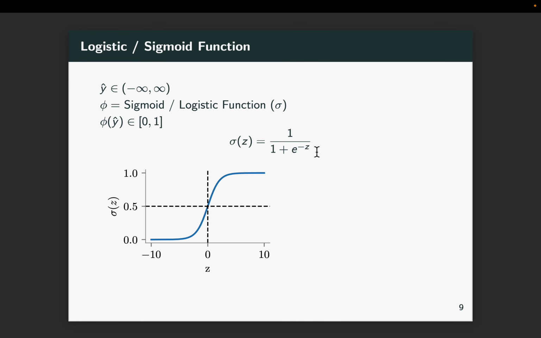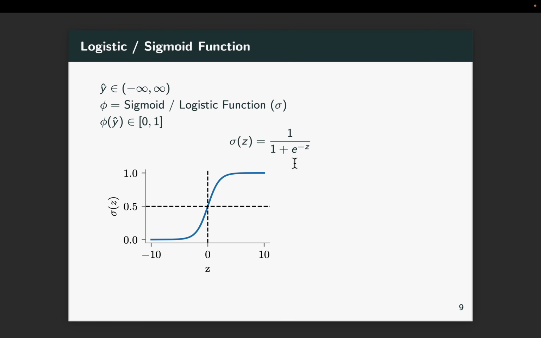So can you just think for a minute and tell me what happens when z tends to infinity? When z tends to infinity, e to the power minus z tends to e to the power minus infinity, which is 1 over e to the power infinity, which is 0. So then sigma of z becomes 1 over 1 plus 0, which is 1. So when z tends to infinity, sigma of z tends to 1. Therefore, sigma of z will always be less than or equal to 1. Only when z tends to infinity will it be 1.